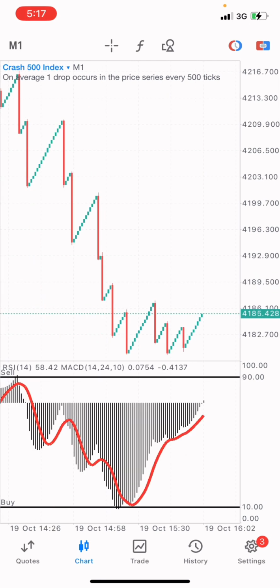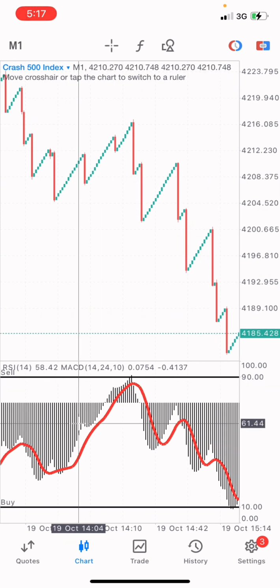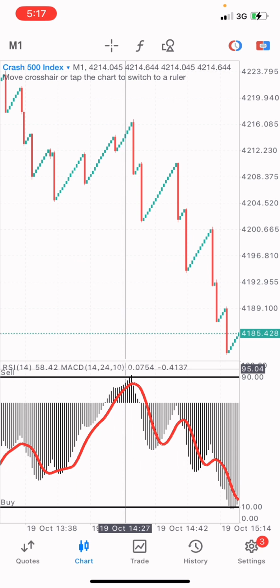All right, now that we have added the RSI and the MACD into the chart right here, how do we use this MACD and the RSI to trade crash and boom successfully? Now remember that the major indicator we're using here is the MACD. So the RSI basically is to level the trade, that's how I like to call it. You level the trade so that you'll be able to see when the market has gotten to the overbought and the oversold. Okay, you cannot use the MACD alone. You need to use the MACD with the RSI to have a good accuracy.